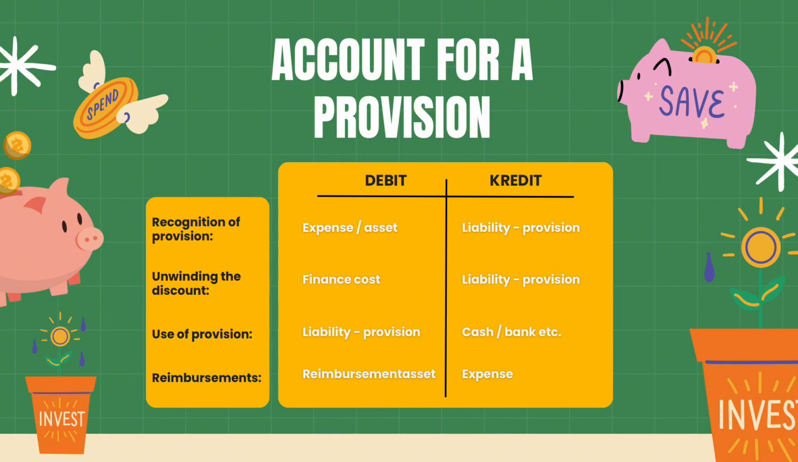Next, the use of a provision involves reducing the liability by debiting it, while the actual cash or bank payment is credit. This reflects that the obligation has been settled. Lastly, for reimbursement, if the company expects to recover part of the cost, it's recognized as a reimbursement asset on the debit side and reduces the related expense on the credit side. For example, this could happen when an insurance claim is expected to cover part of the liability.